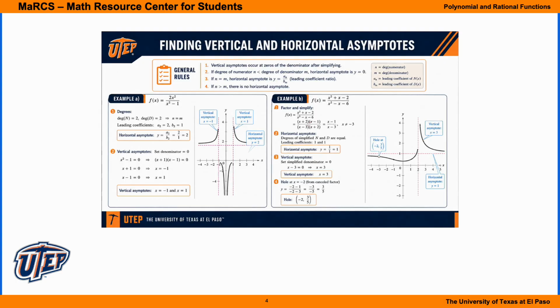Now holes happen at the canceled factors. Before we analyzed the horizontal and vertical asymptotes, we canceled out the x plus 2 in both the numerator and the denominator. So that means we will have a hole at x is equal to negative 2. To solve for y, we can plug negative 2 into our simplified version. So negative 2 minus 1 divided by negative 2 minus 3 will equal 3 divided by 5. So our hole will happen at the point negative 2, 3 over 5.